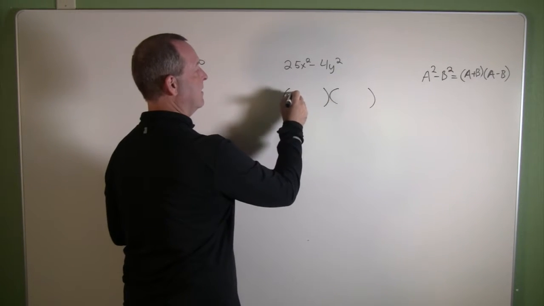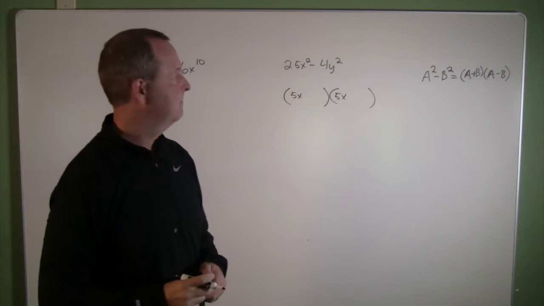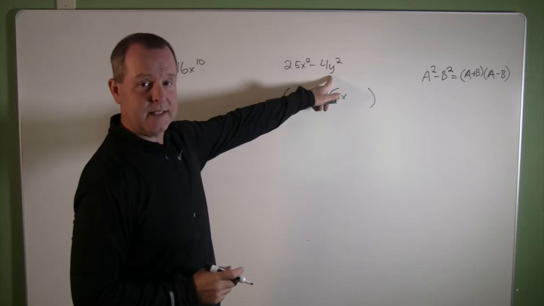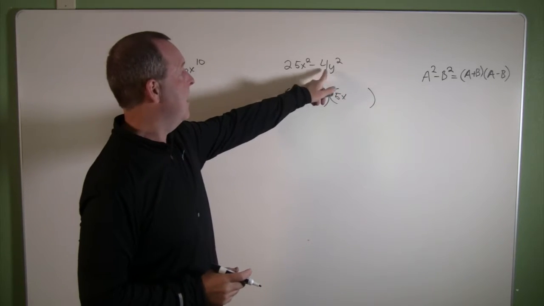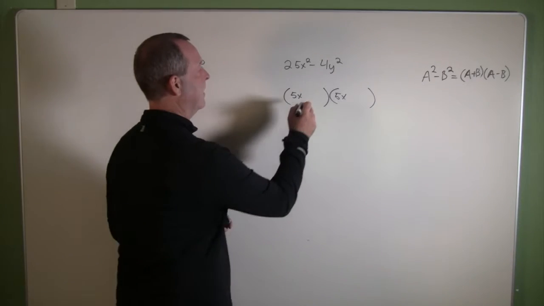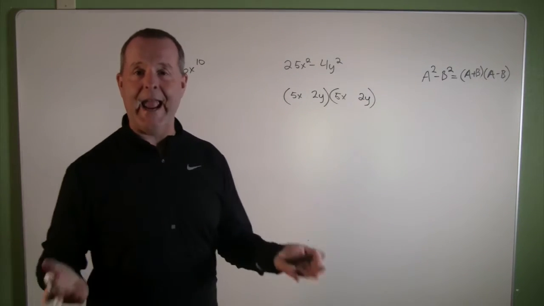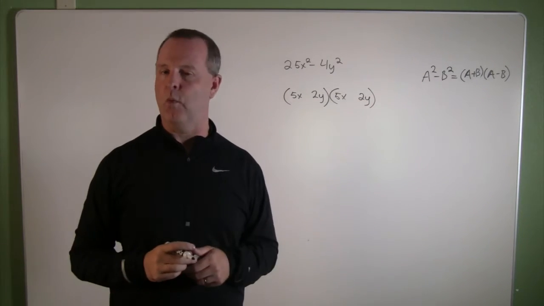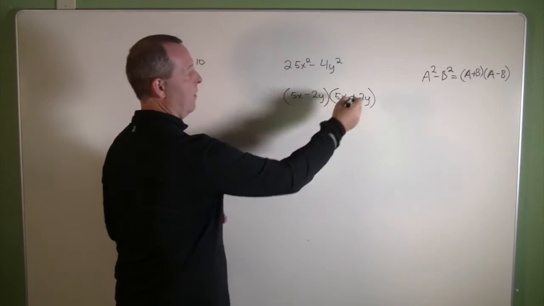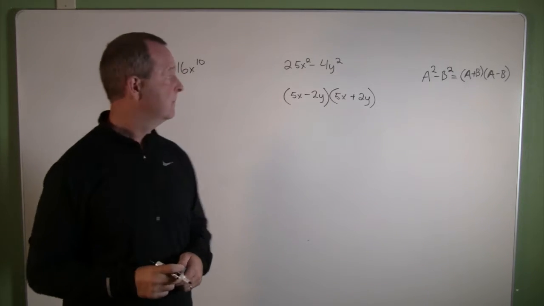I know that 5x times 5x produces a 25x squared. It shouldn't bother me that I have a variable in the second term, because what times what makes a 4y squared? 2y and 2y. And then I add signs. One has to be positive, one has to be negative. It doesn't matter which, because I can flip them around. And so that's solving, or factoring, that one.